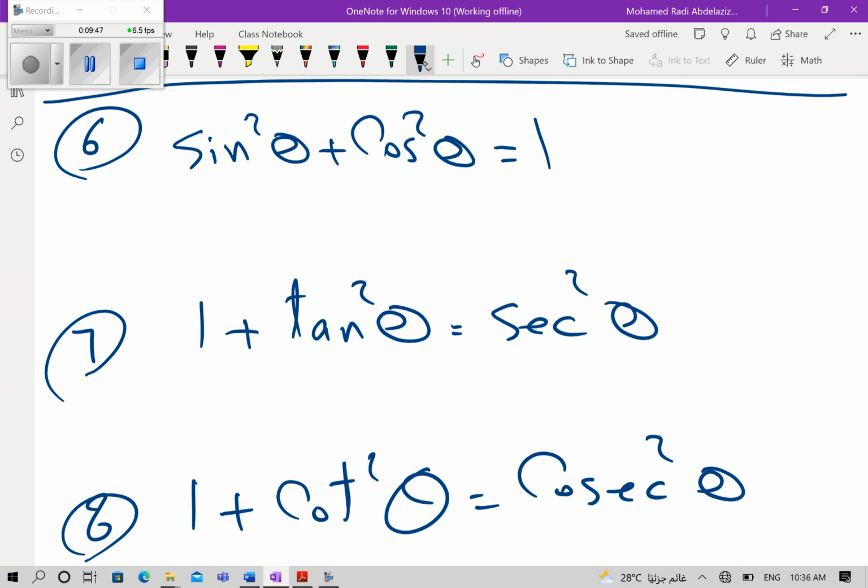It's enough today to study these 8 identities. I will not add anything more today. 8 identities. Sine reciprocal cosec, their product equals 1. Cosine reciprocal sec, their product equals 1. Tan reciprocal cotan, their product is equal to 1. Tan is sine over cosine, cotan is cosine over sine, sine squared plus cosine squared is equal to 1. 1 plus tan squared is equal to sec squared. 1 plus cotan squared is equal to cosec squared.